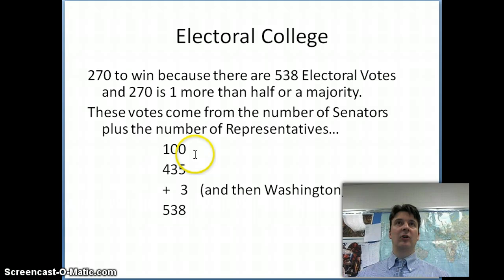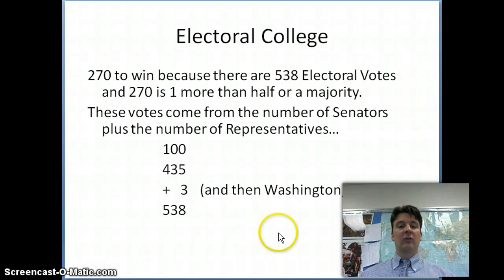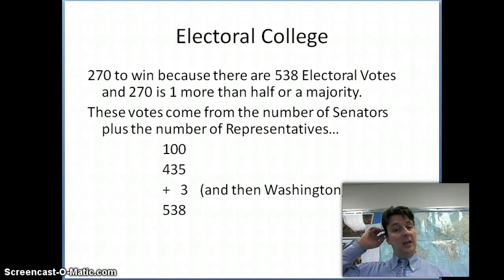The votes come because you have 100 senators, you have 435 representatives, and according to the 23rd Amendment, D.C. gets 3 votes. So as a result, that comes down to 538. The Electoral College really hasn't necessarily worked all that well in all of our elections, and we'll kind of look at a few where it didn't.